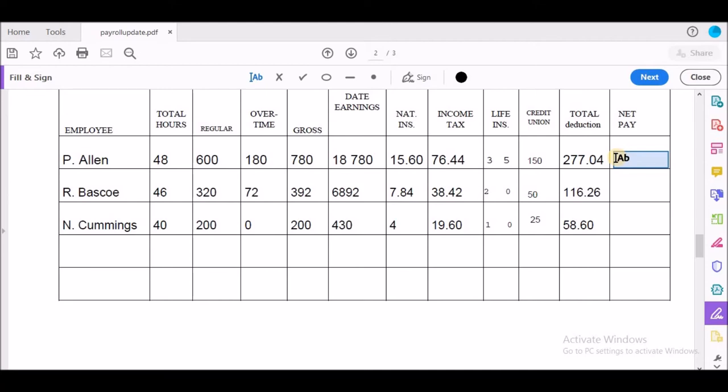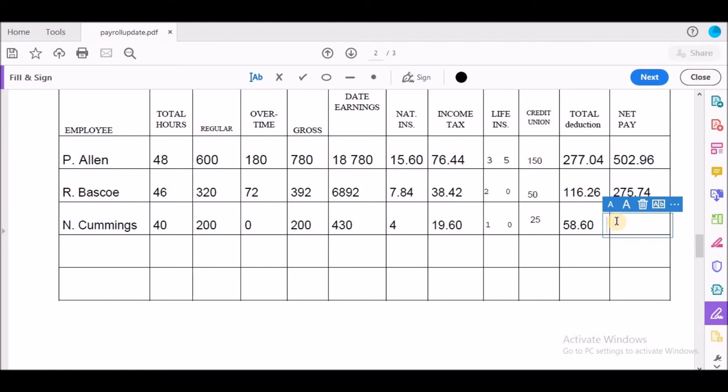Good. So our net pay is now going to be your gross pay less your deductions. All right, so for Allen, gross pay is 780, total deductions is 277.04. So that's 502.96. Then for Basco, his gross pay is 392, and we're taking $116.26 from that. So he's left with 275.74 as his take-home pay.